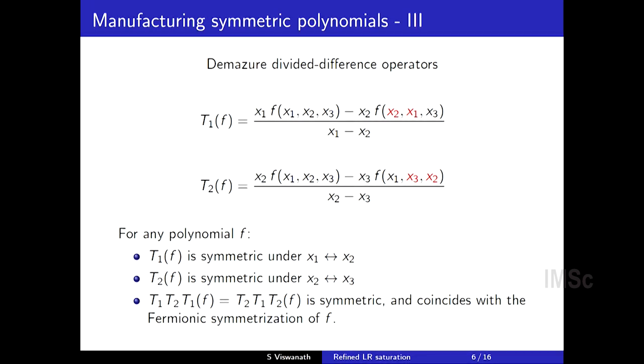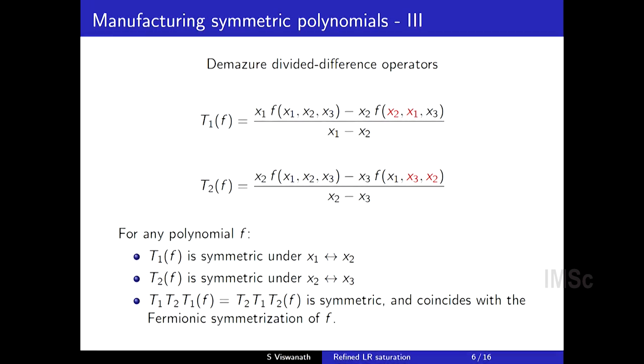Now, these operators have the following properties: they don't quite produce symmetric answers. The final output is not a symmetric polynomial. T1 of f, however, has some partial symmetry. It's symmetric under the swap of x1 with x2. T2 of f is symmetric under the swap of x2 and x3.